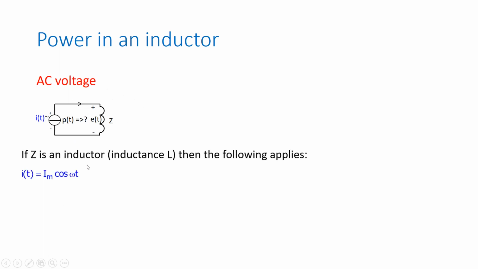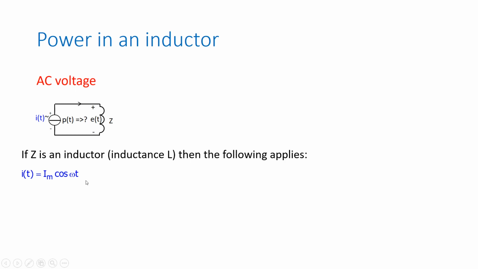Suppose my sine wave current source has this expression. It's equal to Im, which is the amplitude of the current, times the cosine of omega times t. It could also be a sine, but in this example it's a cosine, which doesn't matter because the cosine is a sine which is shifted by 90 degrees.